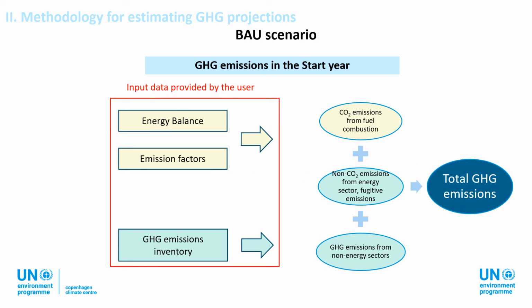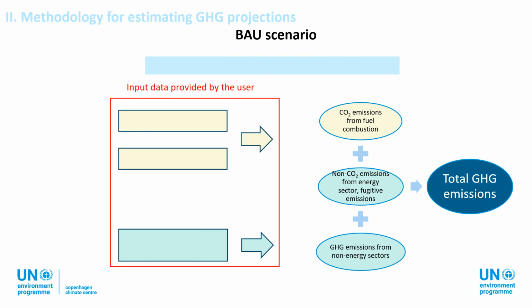Energy balance and emission factors are provided by the user, and it is used by the GACMO for estimating CO2 emissions from the fuel combustion sectors. Another input data provided by the user is GHG emissions inventory, and it is used by the GACMO to estimate the projections for non-energy sectors.